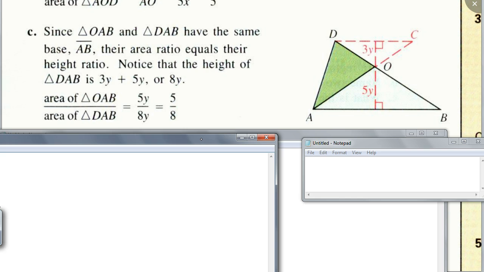Does this make sense? Right? It's 5 to the whole height, 8. 5y to 8y. Therefore, the ratio has to be 5 to 8. Does that make sense? Any question? Okay, help your teammates, see if they got this.